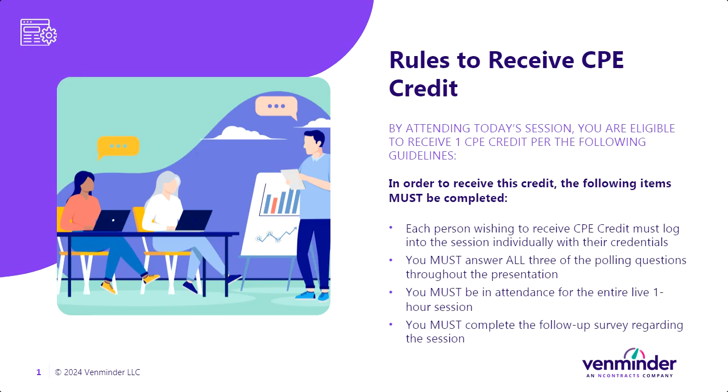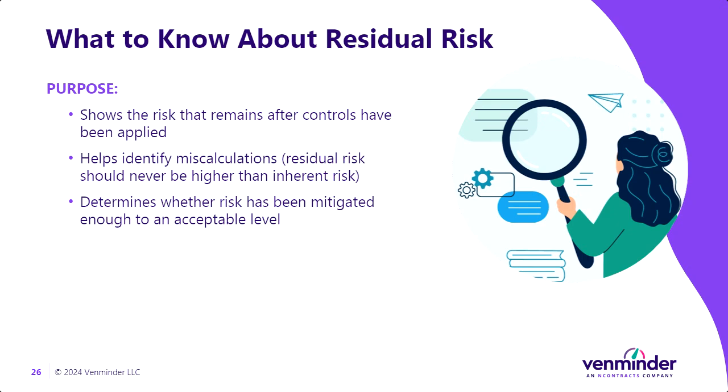So now we're going to turn our focus to residual risk. That's hard to say, residual risk. So the purpose of residual risk is to show the risk that remains after those controls have been applied. It also helps identify miscalculations. Residual risk should never be higher than inherent risk. So if it does turn out higher, then something is wrong. And it determines whether risk has been mitigated enough to that acceptable level that falls within your organization's risk appetite.